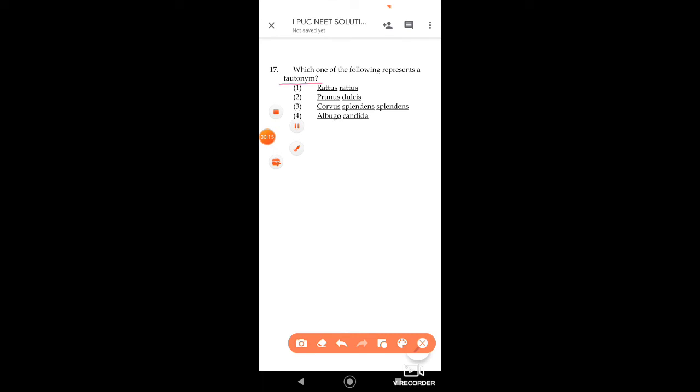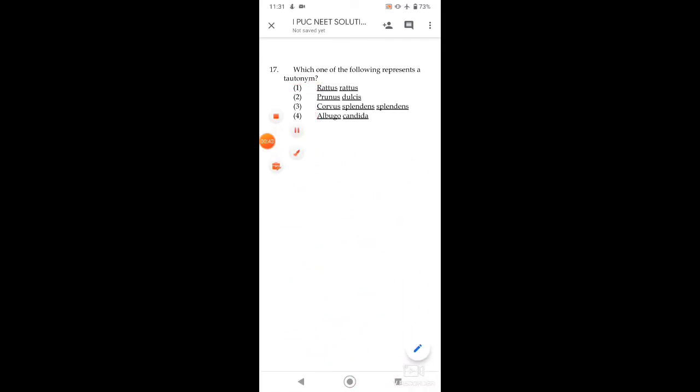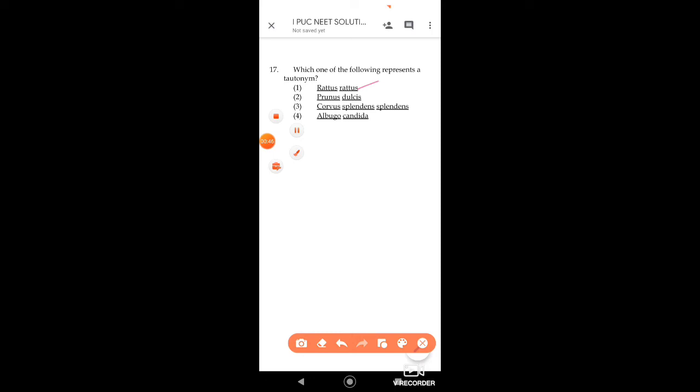The 17th question is: which one of the following represents a tautonym? First of all, let us understand, dear students, what we mean by tautonym. A tautonym is a scientific name where the genus and the species names are the same. That is what we call a tautonym. Four options have been given. The first option is Rattus. So Rattus is the tautonym. It is the right answer. It is the tautonym for black rat. The scientific name of black rat is Rattus rattus.